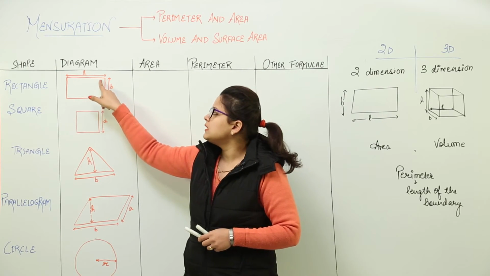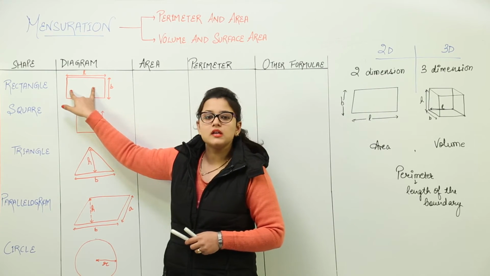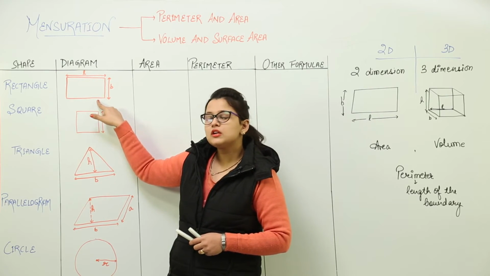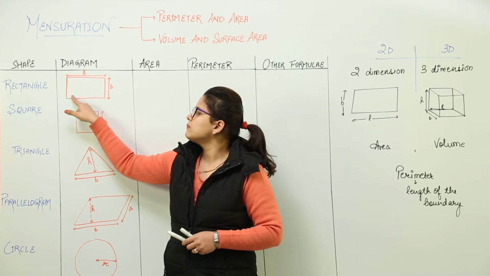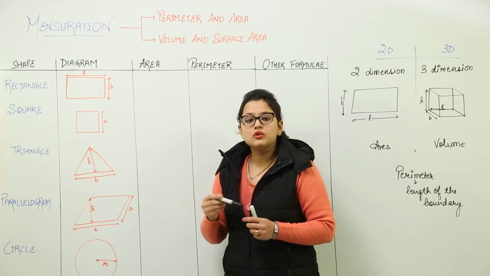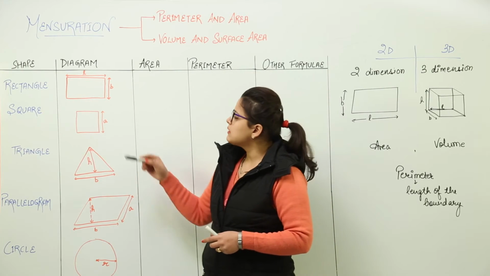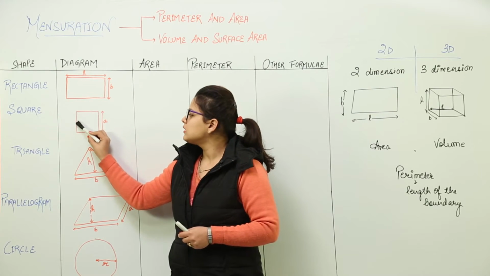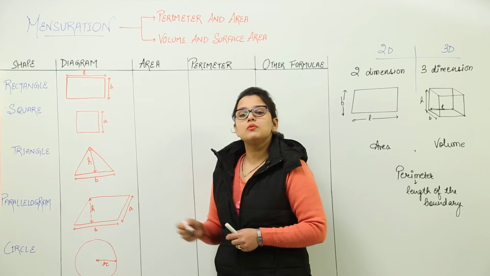That would be B plus L. Again, both the opposite sides are equal for a rectangle. So this will also be B and this one will be L again. So the perimeter for this would be B plus L plus B plus L. That means how much distance you are traveling when you are walking on its boundary. In simple words, it is the length of the boundary. Same goes with square also. You start walking from here, went up to here, and you come back to the same point. So how much distance have you covered is your perimeter.